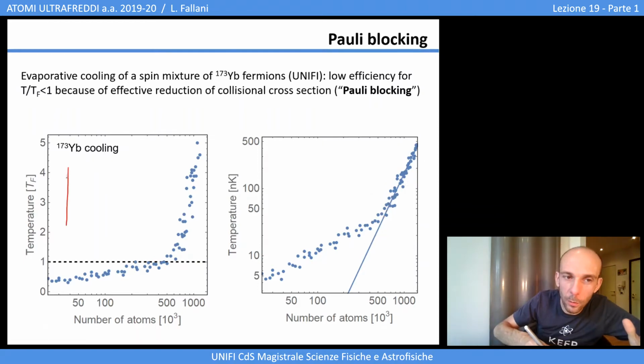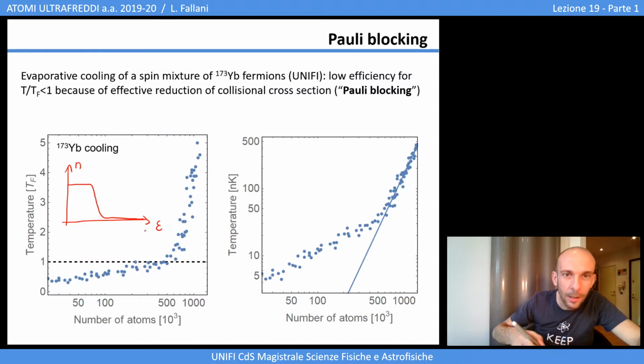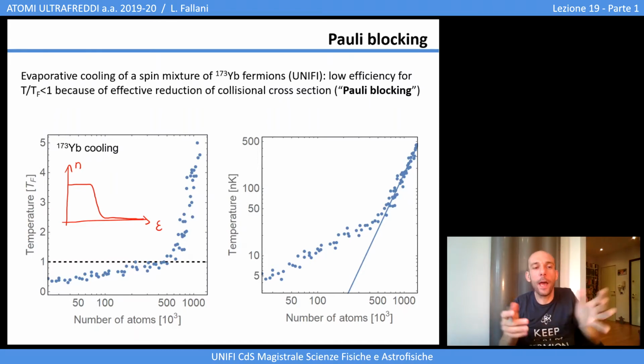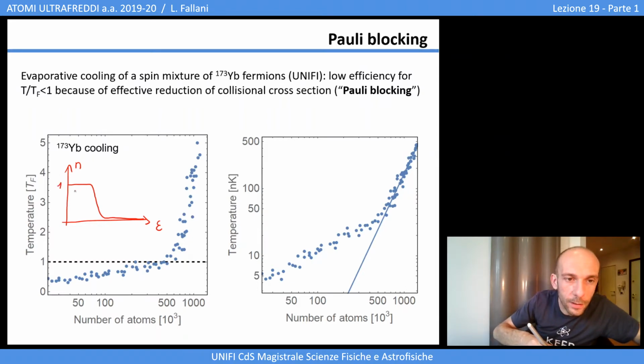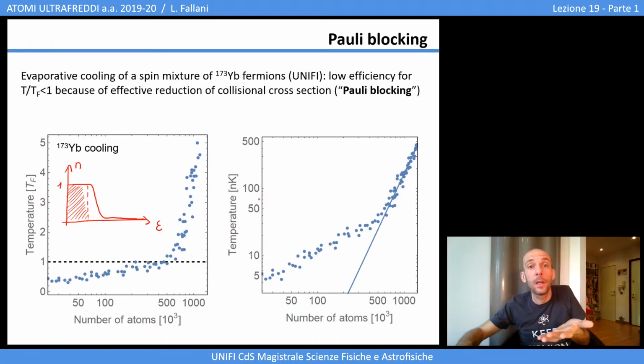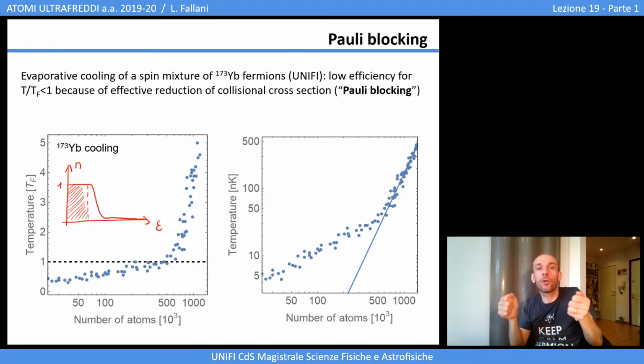What happens below the Fermi temperature? You will have something like this. The occupation of states as a function of the energy will exhibit this familiar Fermi distribution. And so for sufficiently low energy, you have an occupation that is equal to 1. So all these states are basically completely filled. And since they are completely filled, they cannot be the final states for a scattering process.